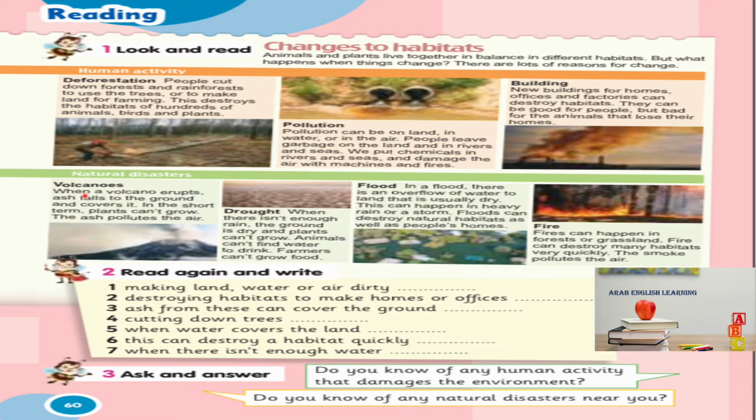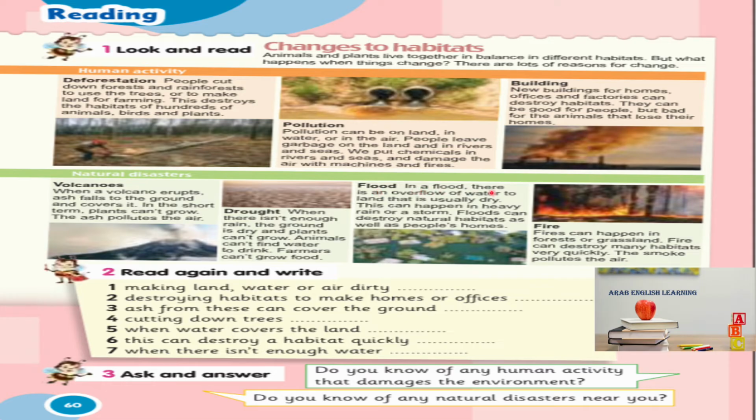Volcanoes. When a volcano erupts, ash falls to the ground and covers it. In the short term, plants can't grow. The ash pollutes the air. Drought. When there isn't enough rain, the ground is dry and plants can't grow. Animals can't find water to drink. Farmers can't grow food.